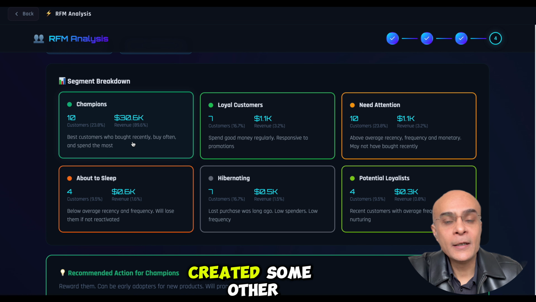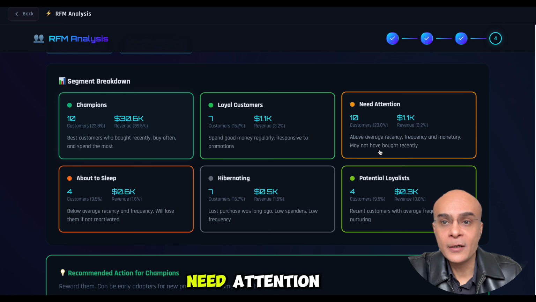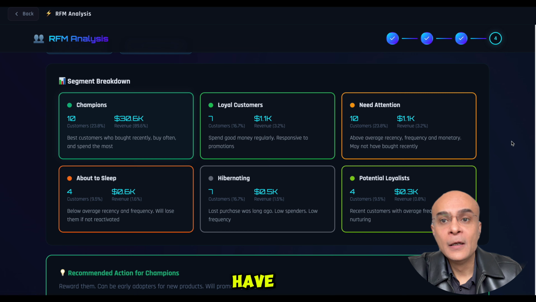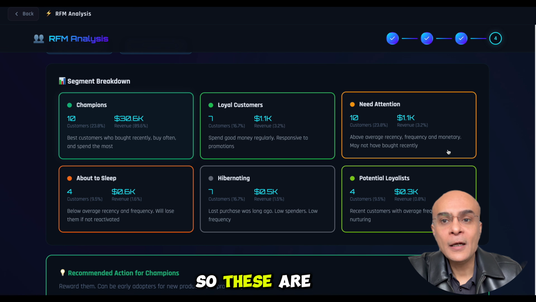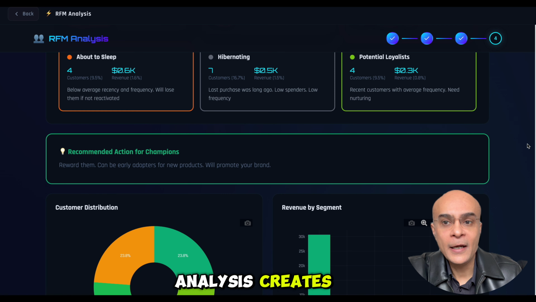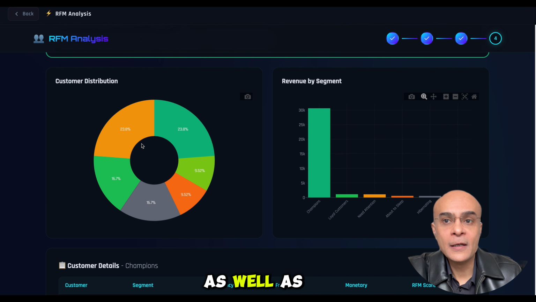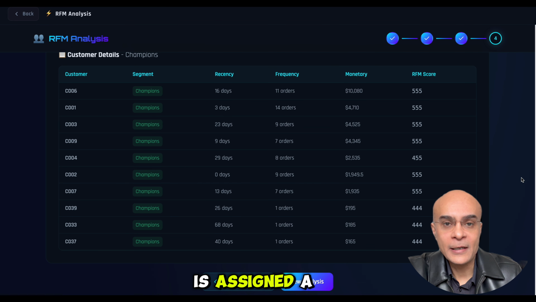It has also created some other segments such as loyal customers and customers, for example, who need attention. So these customers who need attention are those who have an above average recency, frequency and monetary, but they have not bought something recently. So these are some very interesting segments which this RFM analysis creates, and it also gives you the distribution by different segments as well as revenue by different segments. And you also have tabular information where each customer is assigned a segment.